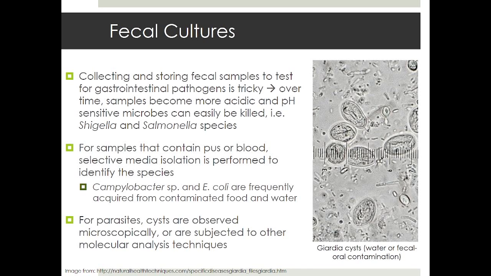Scaling it up a little bit to eukaryotic infections for parasites, most of them will produce what are called cysts, and those can readily be observed in fecal samples and identified. You can see in this microscopic specimen here, these large entities are actually Giardia cysts that will show up in people that have fecal-oral contamination from a variety of different sources.